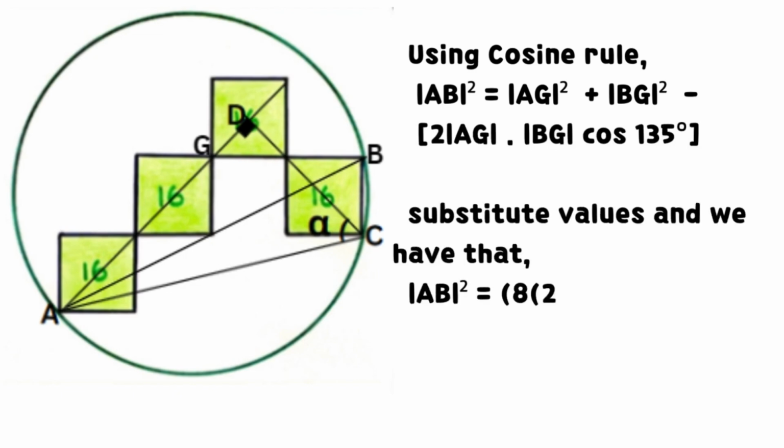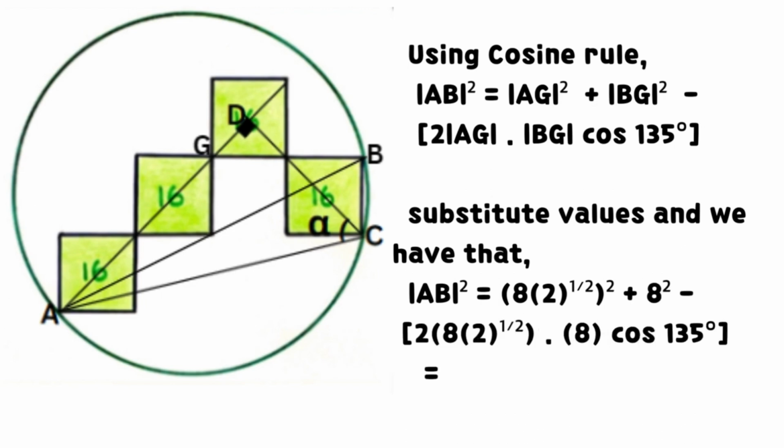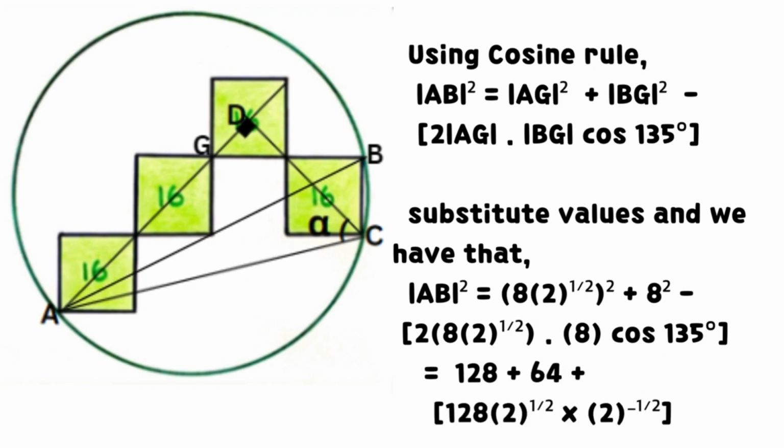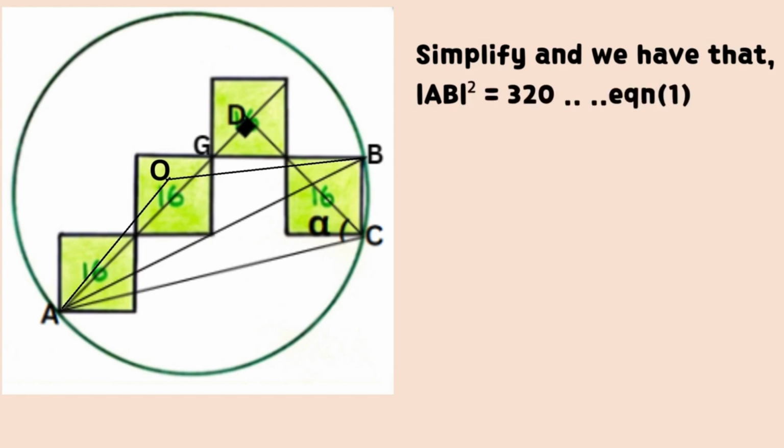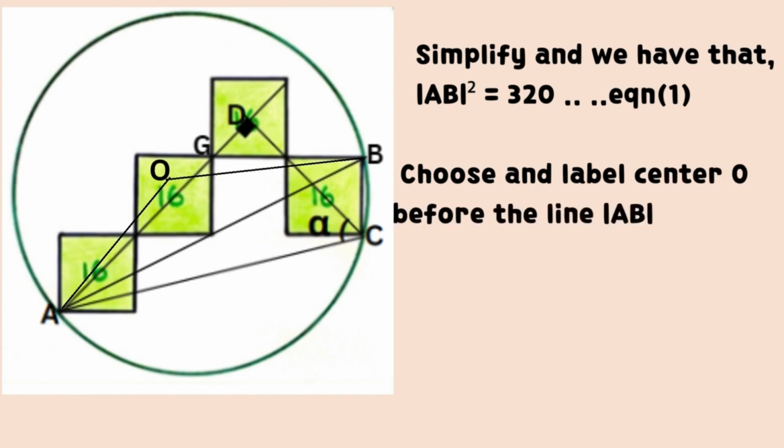Using the cosine rule, the equation for the square of line AB is shown on the screen. Substitute values, simplifying, and we have that the square of line AB equals the sum of 128, 64, and the product of 128, the square root of 2 and the square root of 1 divided by 2. Simplify and we have that the square of line AB equals 320. We call it equation 1.